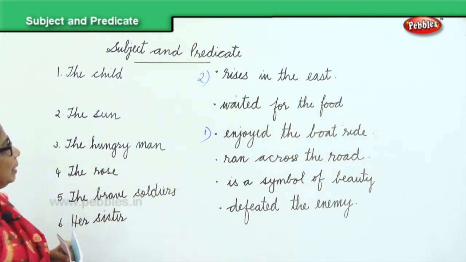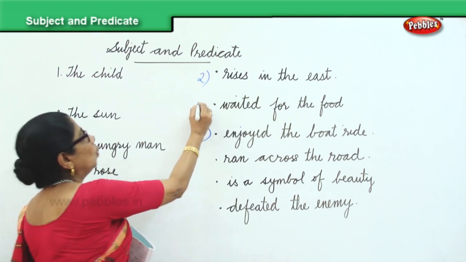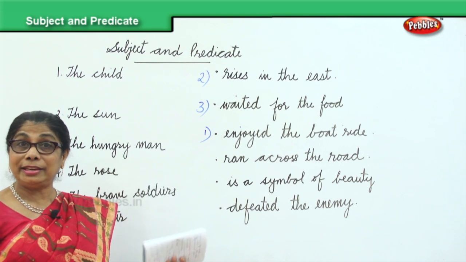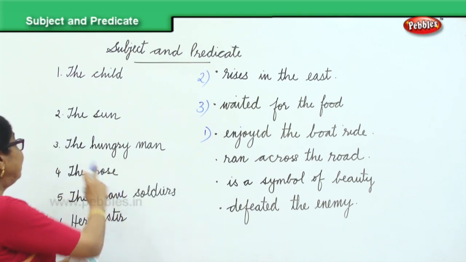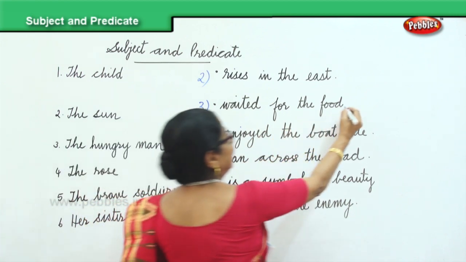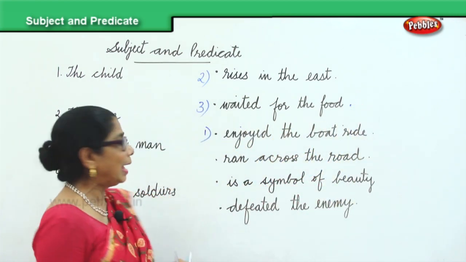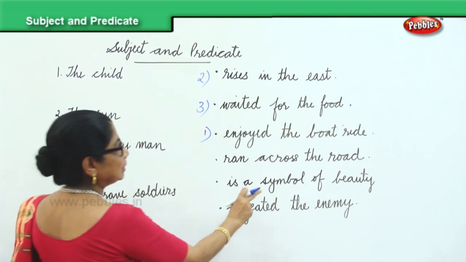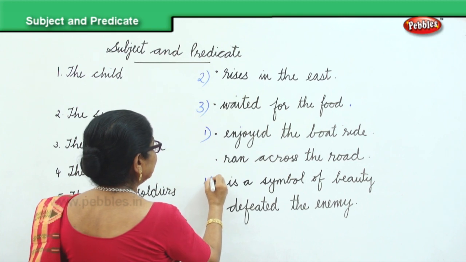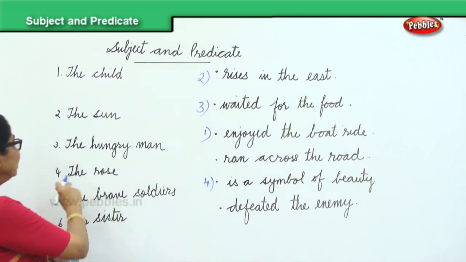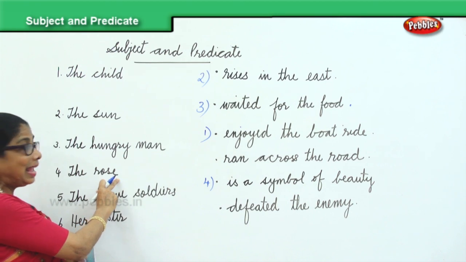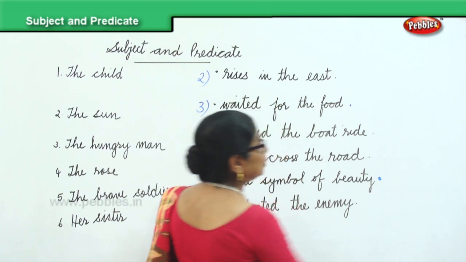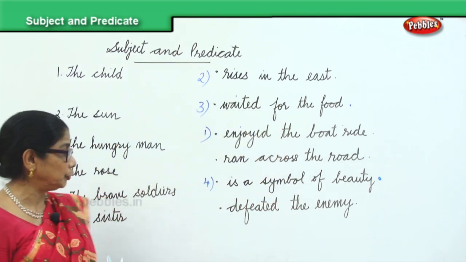Third one, the hungry man. The hungry man waited for the food. Hungry man is the subject, waited for the food is the predicate, begins with the capital letter and it ends with the full stop. And the fourth one, the rose. The rose is a symbol of beauty. The rose is the subject and is a symbol of beauty is the predicate. It begins with a capital letter, ends with a full stop.